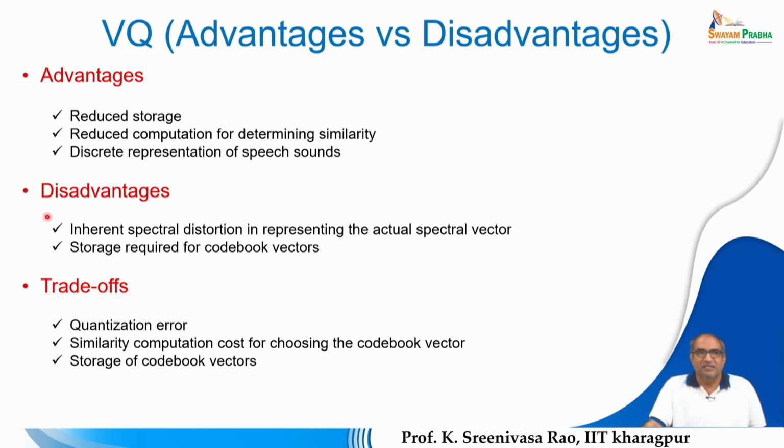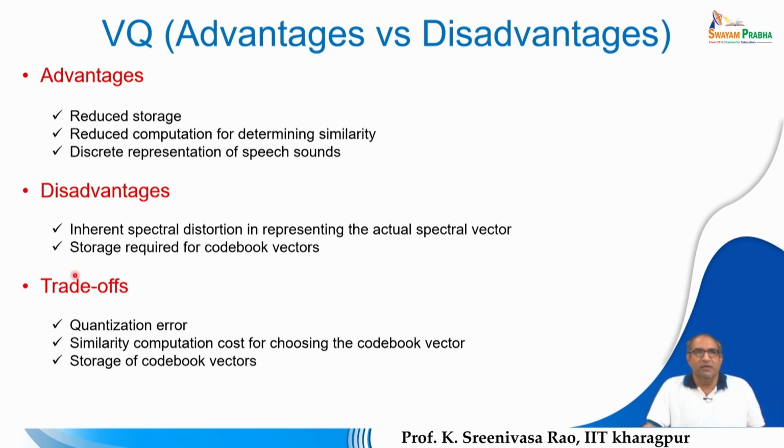Then coming to the disadvantages of vector quantization, the obvious one is that there is inherent spectral distortion in representing the actual spectral vector. That is true, because we have the actual spectral vector, but we are representing it with its approximation, since whatever the spectral vector is, it is represented with only one among the 1000 vectors. That leads to some spectral distortion, which is some error in the representation.